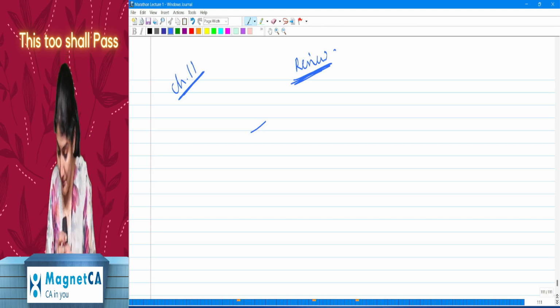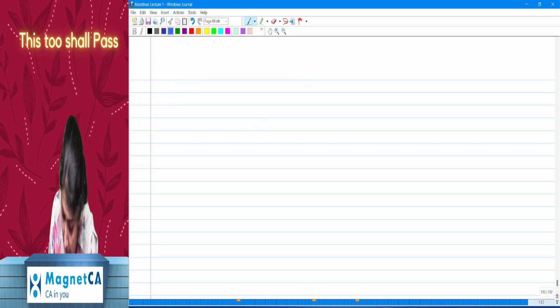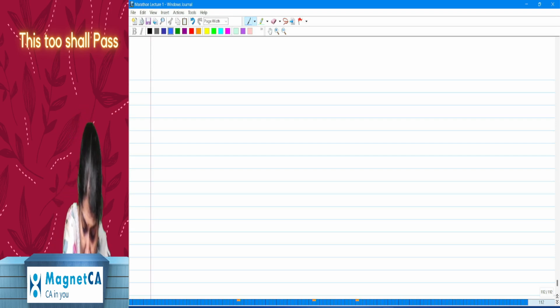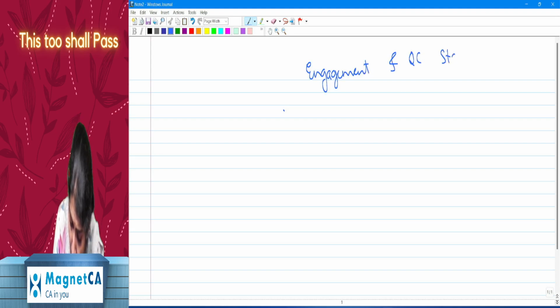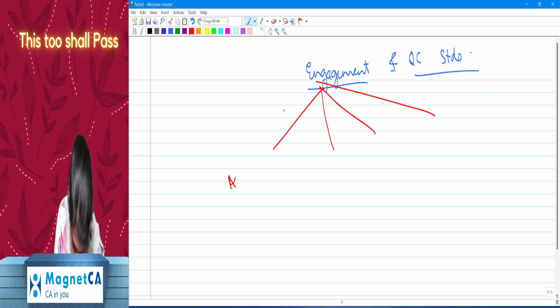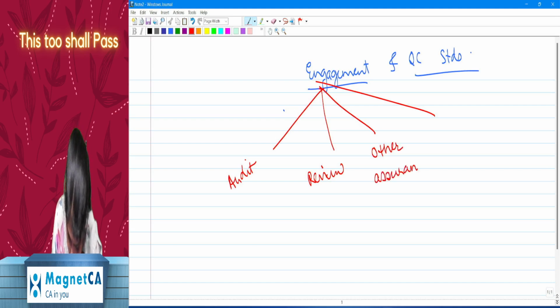Right, so now, today in the beginning, we discussed that there are these 4 types of engagement. We said our standards are called the engagement and quality control standards. And what are the engagements? Audit, review, and assurance engagement other than audit or review. So that's called your other assurance engagement. And apart from assurance engagement, you could also be providing related services.